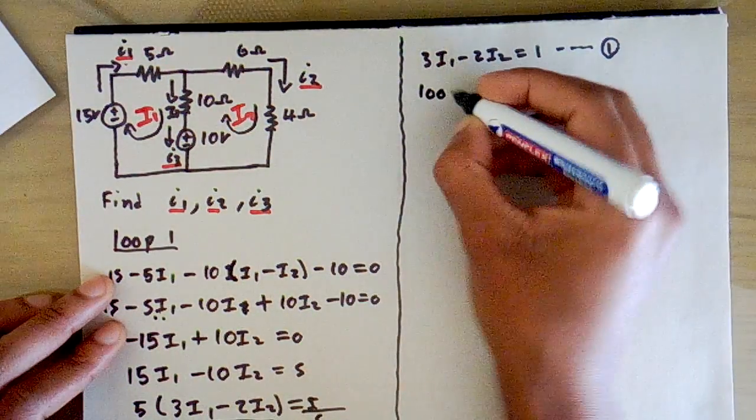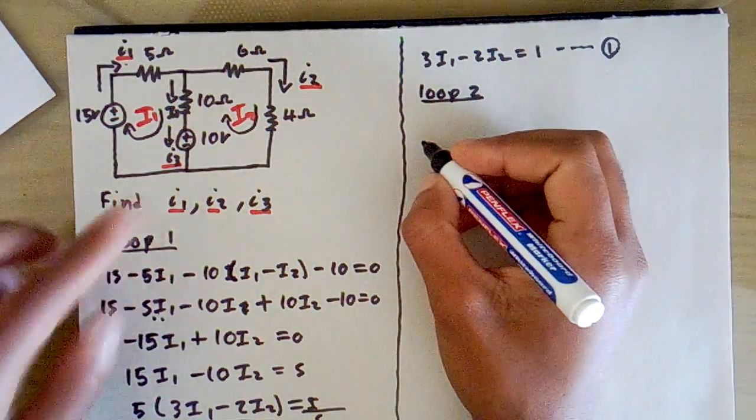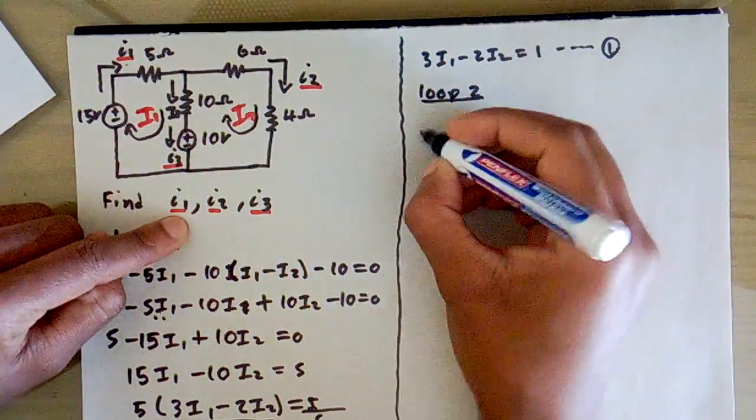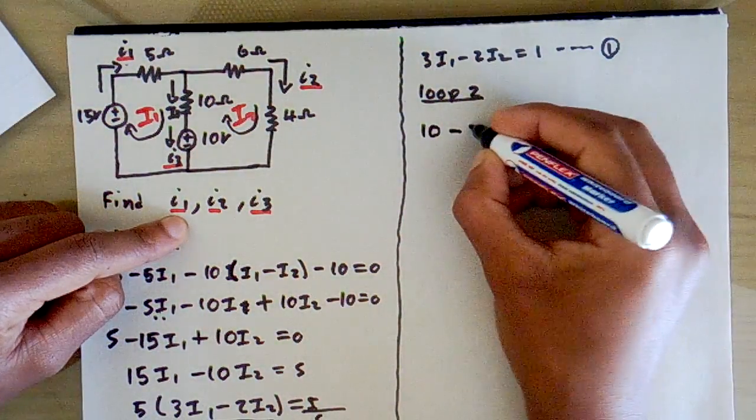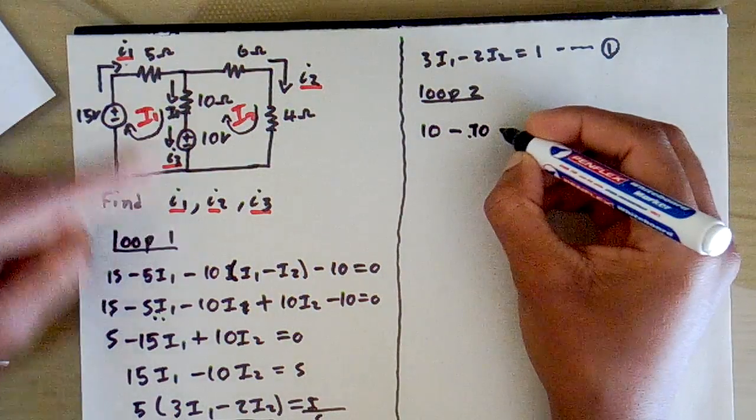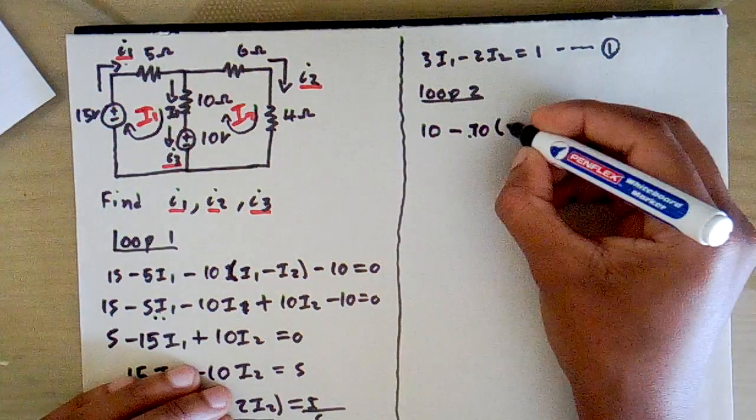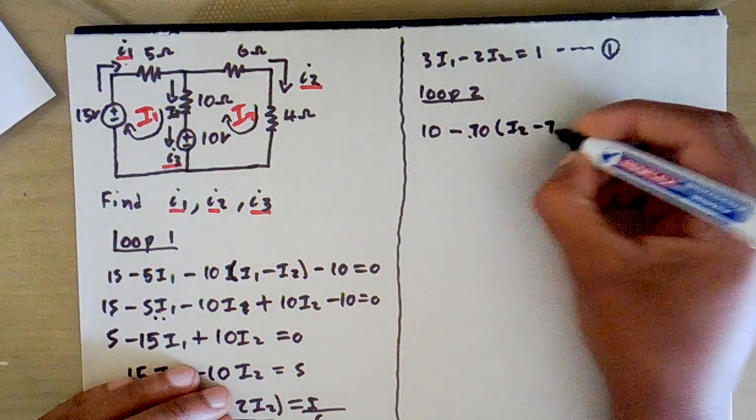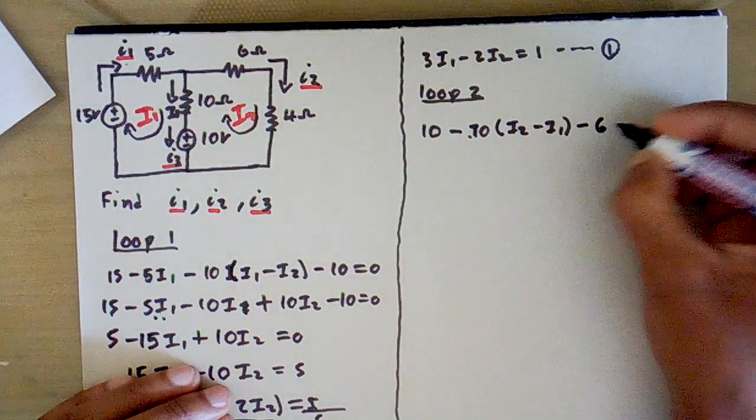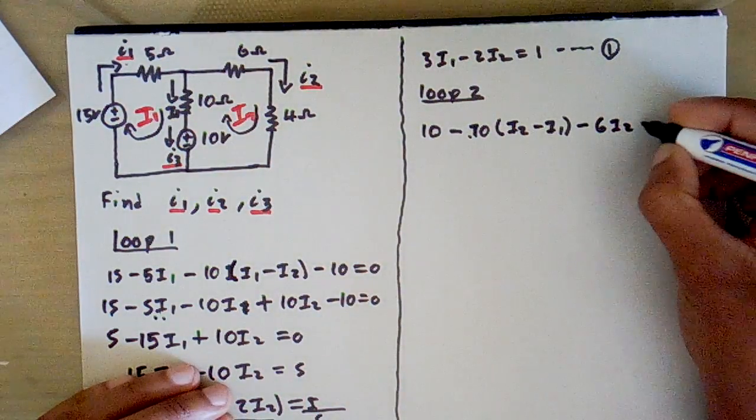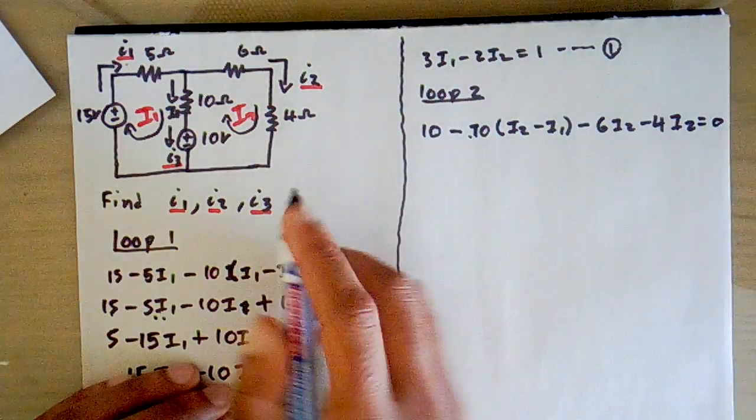So now for loop 2, taking this clockwise, starting from our source voltage, this will be 10 minus 10, this current here. You can see that this current is going to be I2 minus I1, minus 6 I2, minus 4 I2 equals 0.